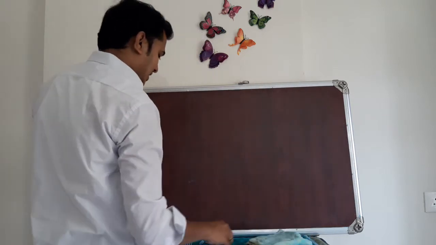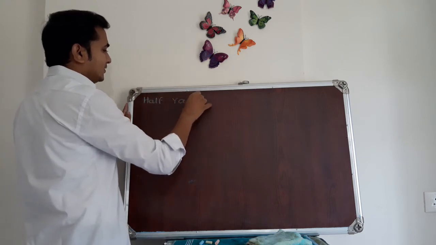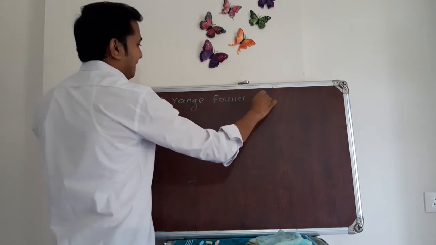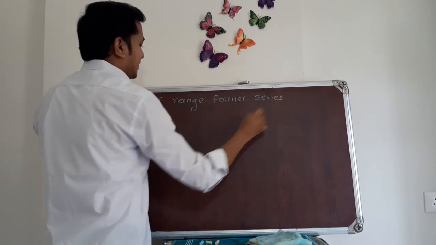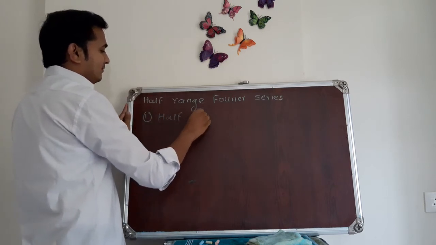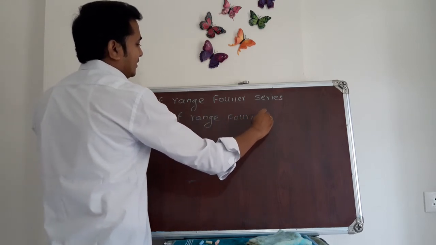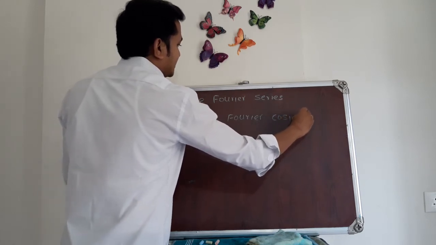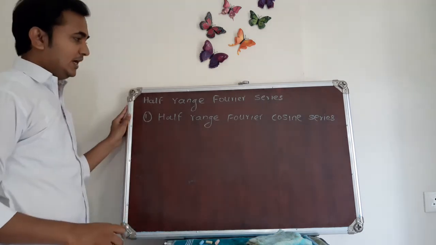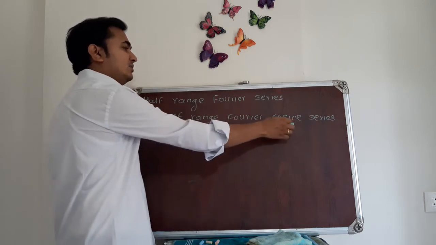That is half range Fourier series. Okay, so first, half range Fourier cosine series. Now this name itself suggests that there is a term of cosine only.